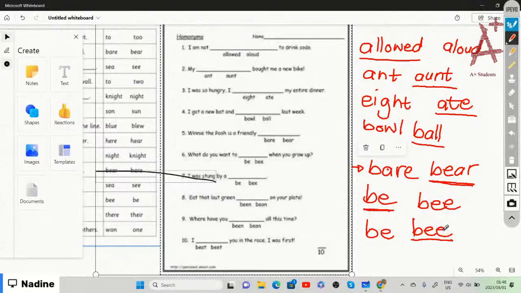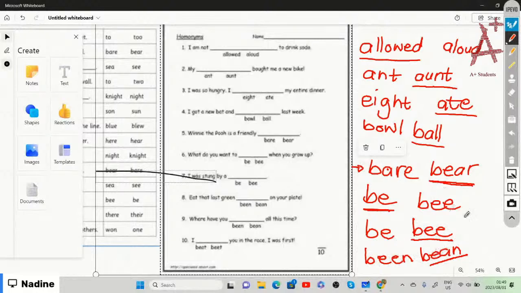And then we're only going to do number eight, which is, eat that last green bean on the plate, or been. We need to choose between bean or been. So eat the last green bean on your plate. So we will choose bean, which is BEAN, right? Because the first one, been, is like saying, I've been here, but bean, BEAN, refers to the green bean, right? Not this BEEN, right?